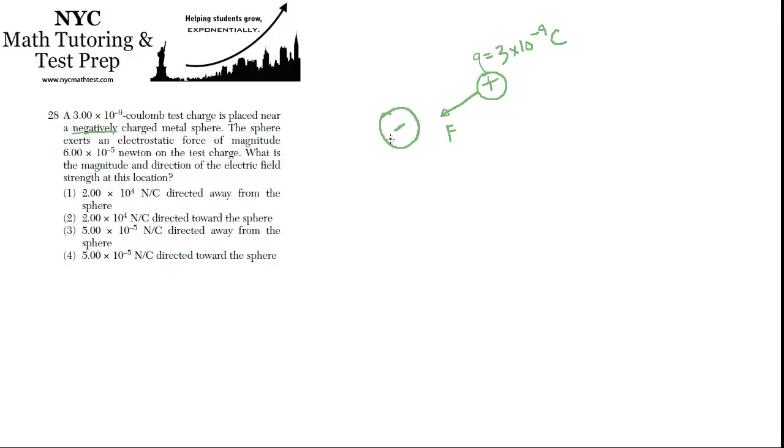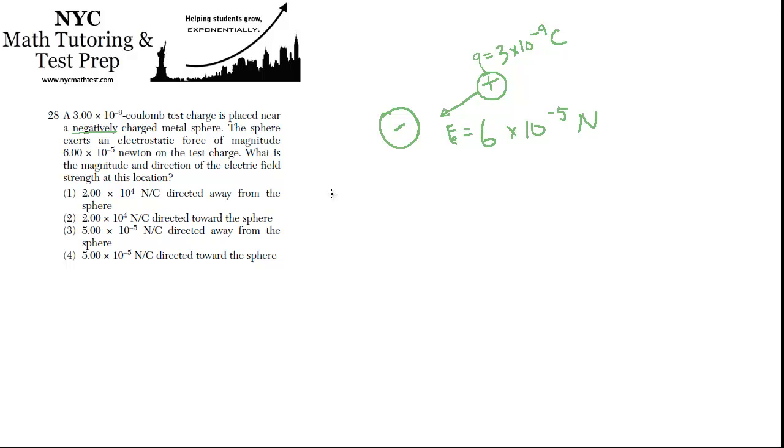And what force is it pulling with? It says right here it's pulling with an electrostatic force of 6 times 10 to the negative 5 newtons. That's how hard it's pulling on the test charge. What's the magnitude and direction of the electric field strength at this location? So when this positive test charge is as far away as it is from that negatively charged sphere, that's the force that acts on it. And we can calculate what the field strength is at that location based on what we've been given.